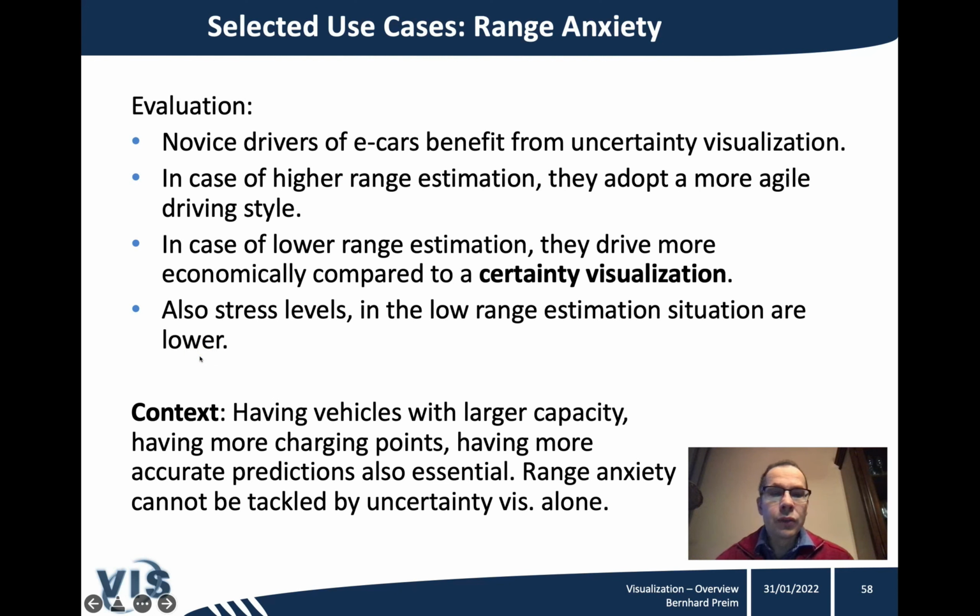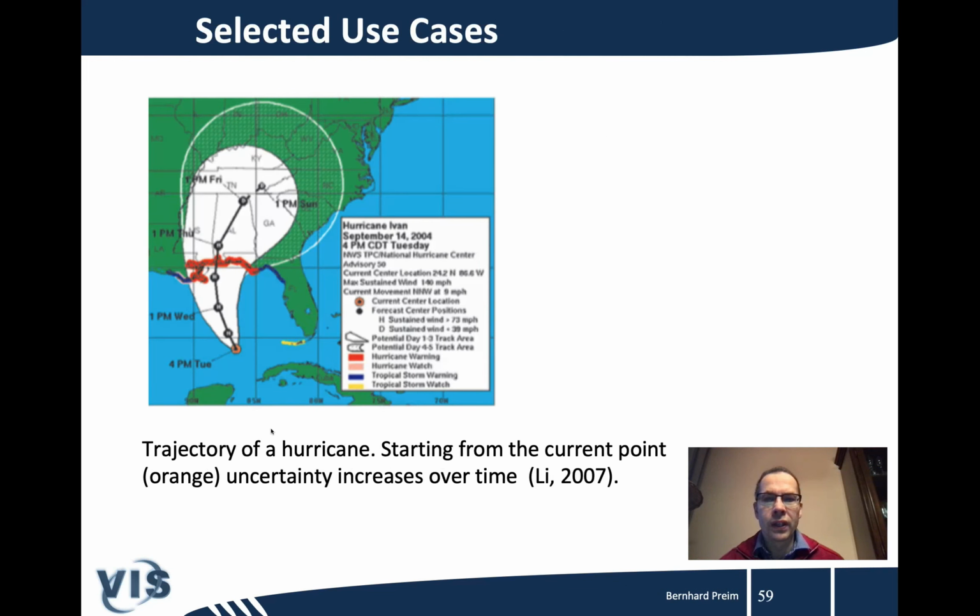So having vehicles with larger capacity and having more charging points and having more accurate predictions, all this is necessary and will certainly be done in the future. But range anxiety alone cannot be avoided with this. Uncertainty visualization is also important, but uncertainty visualization without improvements in these areas will also not be sufficient to fight range anxiety. So I think that's a quite interesting use case.